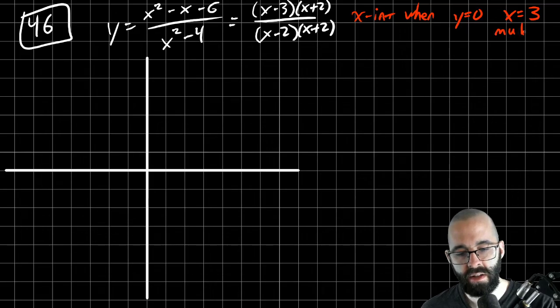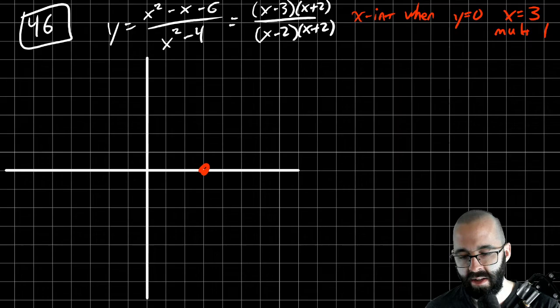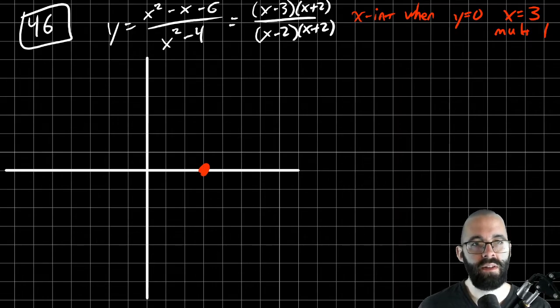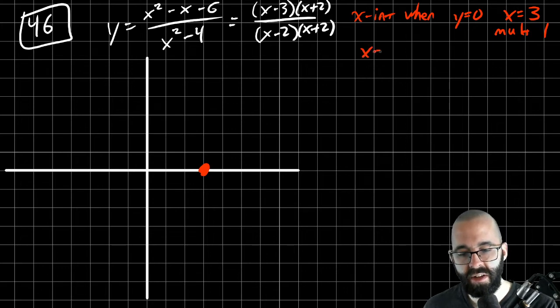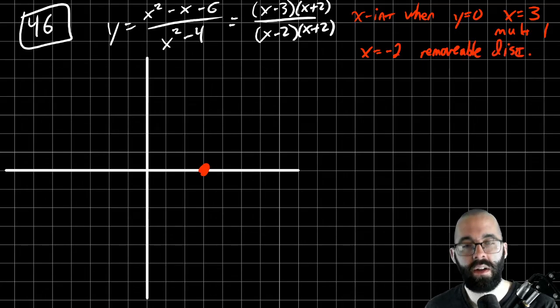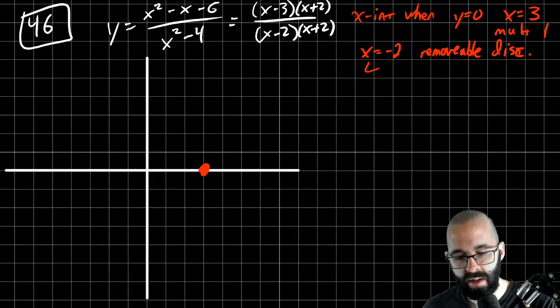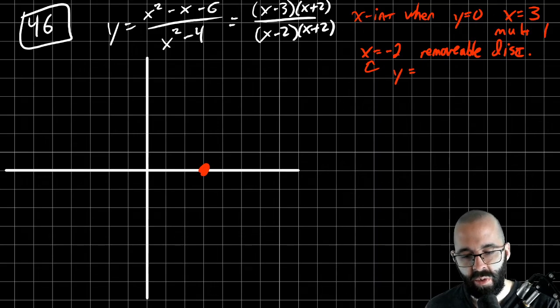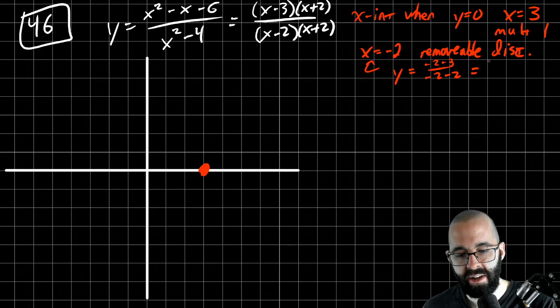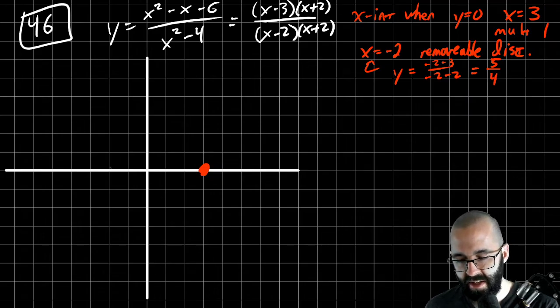What's the multiplicity here? Multiplicity here is 1. x equals 3. It's going to be a 0. x equals negative 2 is a removable discontinuity. A hole. What is the hole? What's the y value of the hole? The y value of the hole is what happens when you plug it in without the factor. So when we cancel that factor, y is going to be x minus 3 over x minus 2. That gives me negative 5 over negative 4, or 5/4. There's going to be a hole at x equals negative 2. And y is 5/4.